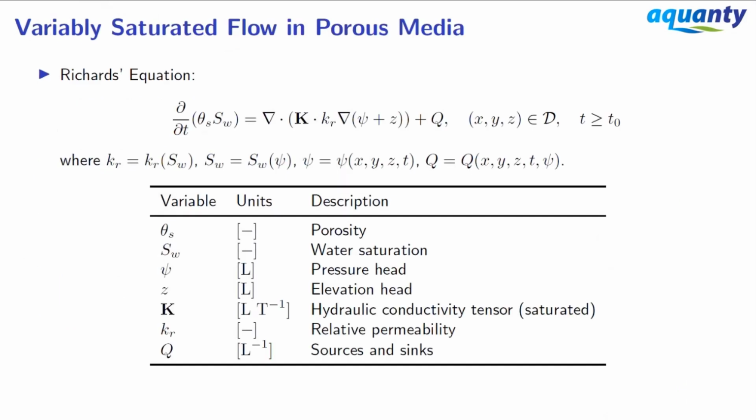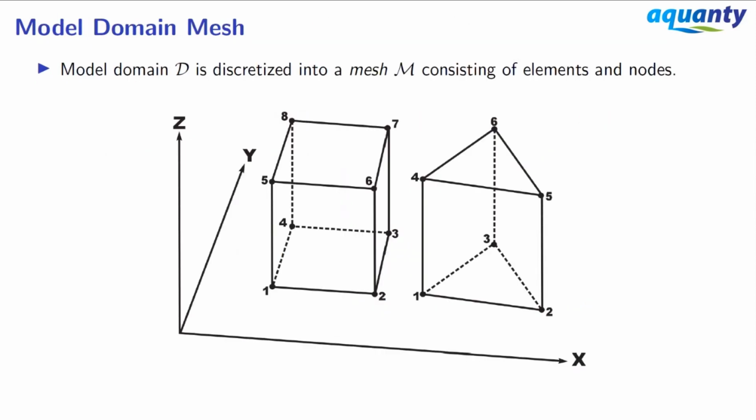So for simplicity, I'm just going to look at the variably saturated flow equations in porous media. And so that would be Richards' equation, which I'm sure that you're all familiar with. And for the rest of this talk, I'll be using the following variable definitions. Okay, so the equations are solved over an irregular mesh, which consists of elements and nodes. And in HGS, you can either have an 8-node block element or a 6-node triangular prism element, which are shown here.